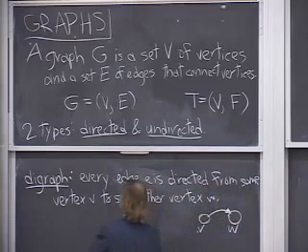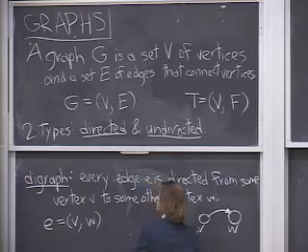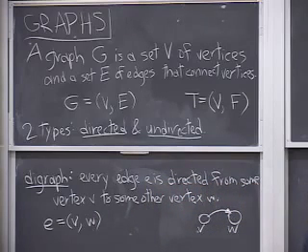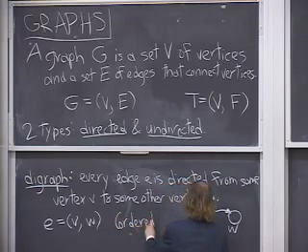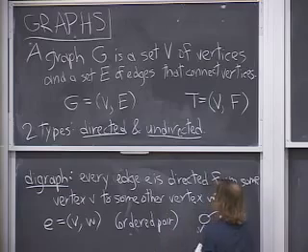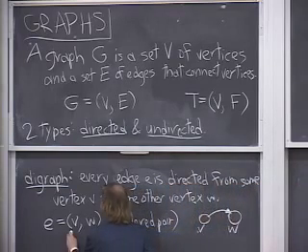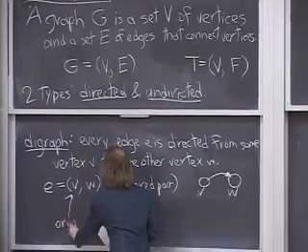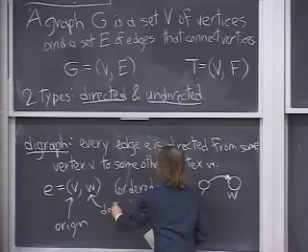Now, we have a notation for this, which is we say that E is itself an ordered pair. Just like a graph is an ordered pair, well, so is an edge. It's an ordered pair giving the vertex that you point away from first and the vertex that you point to. And the vertex that you're pointing away from is called the origin of the edge. And the vertex that you're pointing at is called the destination of the edge.